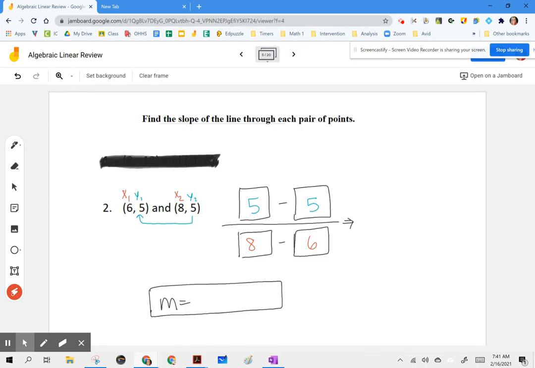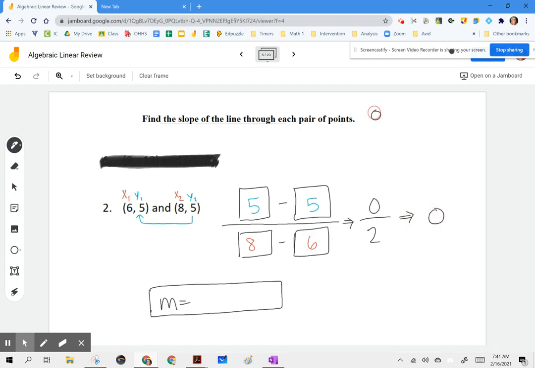So number 2, we have the same setup. We would like to be able to subtract the y's and subtract the x's. And now let's go ahead and look and see what we get. We get 5 minus 5, which is 0. And then 8 minus 6, which is 2. And if you remember, this is like saying I'm choosing to eat 0 donuts out of 2 donuts in front of me. So that is possible. We just simplify that to be a 0.